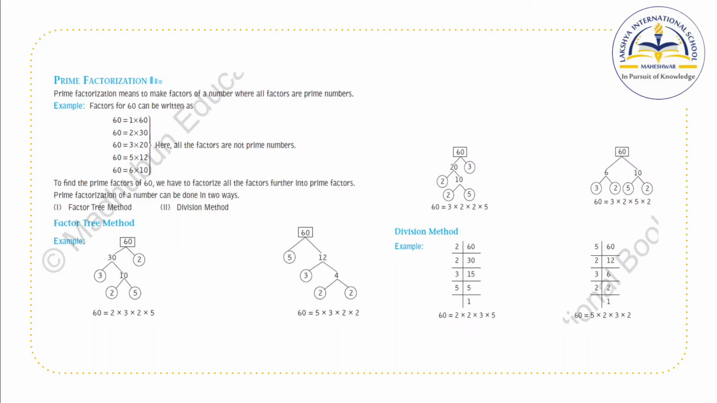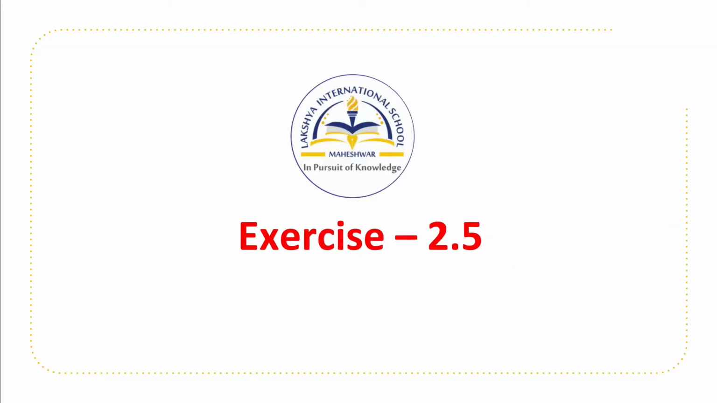Now there are two ways to find prime factorization. First is the factor tree method. Here in the factor tree method we write their factors and make a tree. Okay, now the second one is the division method. In division we take the LCM. Now we'll see the questions and how to solve them by both methods.